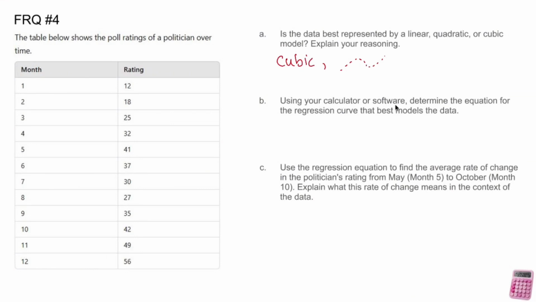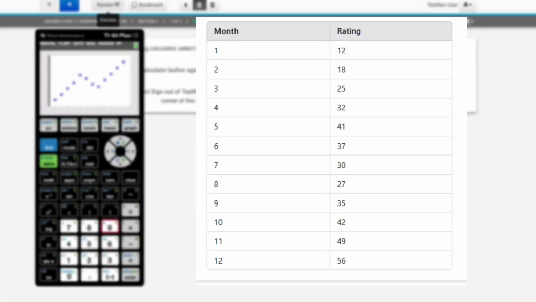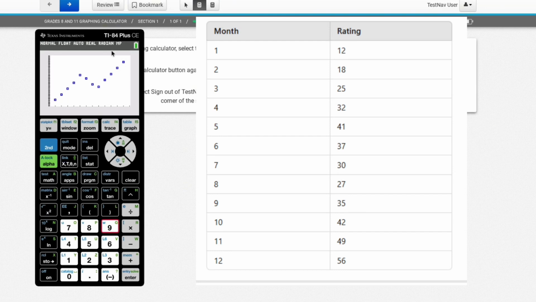Using your calculator or software, determine the equation for the regression curve that best models the data. Now that we know it's cubic, we can run off to our calculator, use the information that we already have plugged in, and run cubic regression to give us a probably really gross but somewhat accurate equation. So let's go off to the side and do just that. Now, in order for me to find the equation of the regression curve, I already have my information plugged in. So I'm going to go to Stat first, Calc here. We determined that this was cubic, so I'm going to do cubic regression.